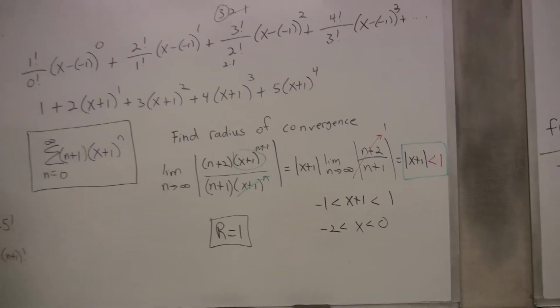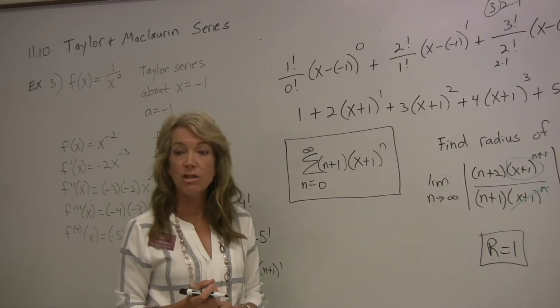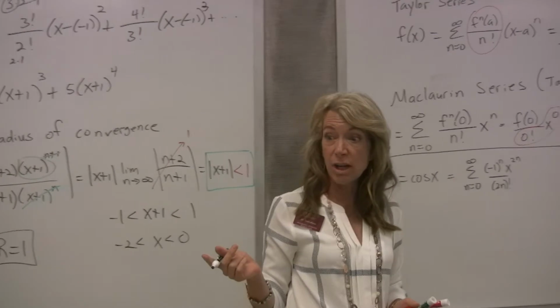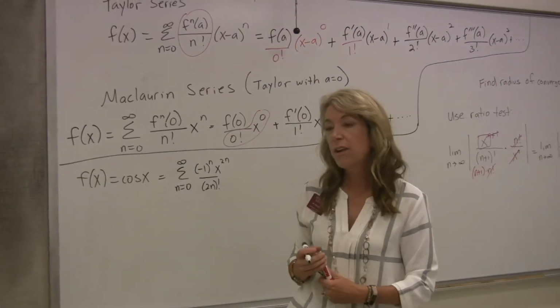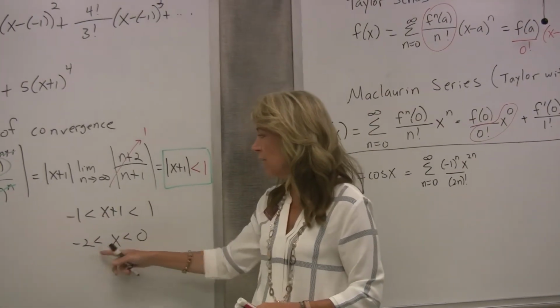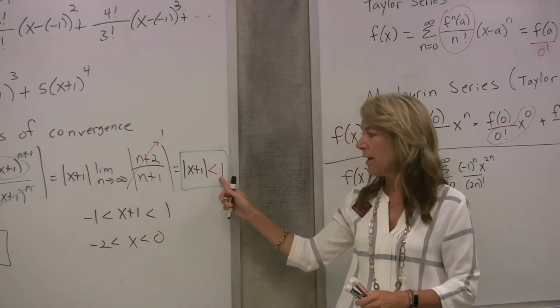Questions there? Check the endpoints. If I had asked for the interval of convergence, you would have to check the endpoints. But I think this one only asks for the radius. So if it had asked for the interval, we would have to check to see if this series converged at -2 or at 0. But because it didn't ask for the interval, we don't care. All we cared about was the radius.